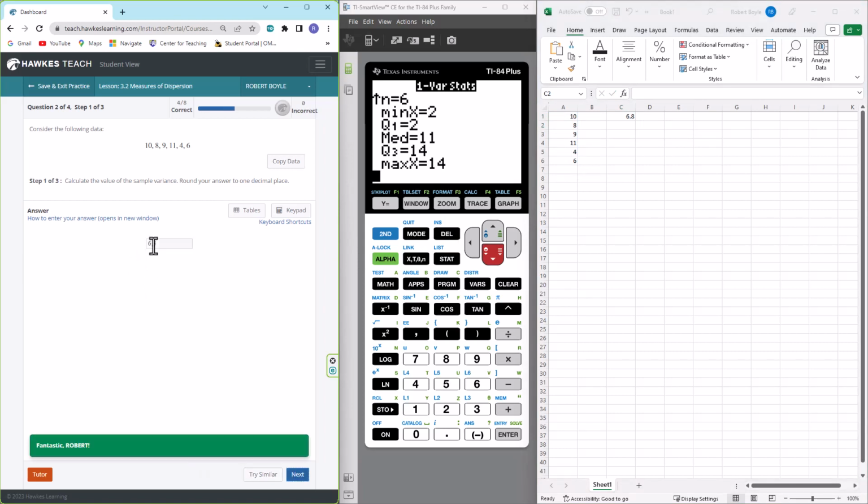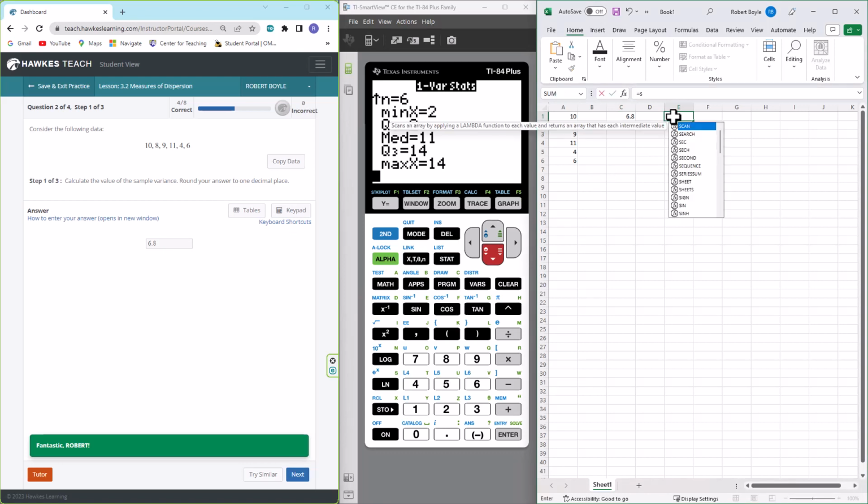Now there's really a number of ways to compute the standard deviation. The first one is, remember, standard deviation is nothing more than the square root of the variance. So equals SQRT, square root, parenthesis, highlight that number, hit enter, or close the parenthesis, and there you go, you have 2.6.